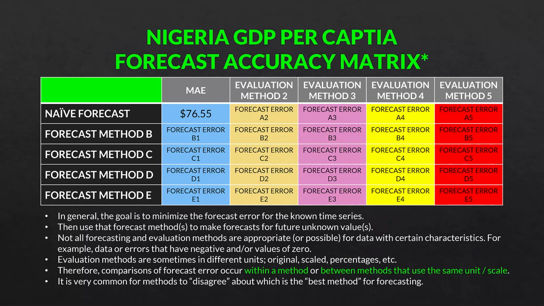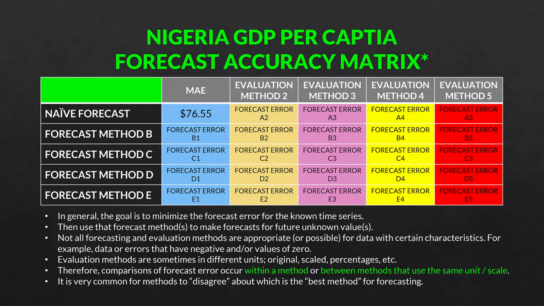Here is our forecast accuracy matrix for this data. Now right now we only have one value. We have the naive forecast and then now the mean absolute error of $76.55. In future videos, we will fill in this entire chart, this entire matrix, not only for this data, but we'll probably do some other time series as well. So remember, in general, the goal is to minimize the forecast error for the known time series. Then use that forecast method or methods to make forecasts for future unknown values.